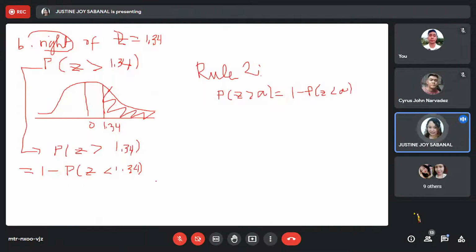So we have 0.9099. So 1 minus 0.9099. So evaluate natin yun. Kunin natin ang difference ng 1 at saka 0.9099. So ang atin pong probability ay equivalent lang sa 0.0901. Ito na po ang sagot.